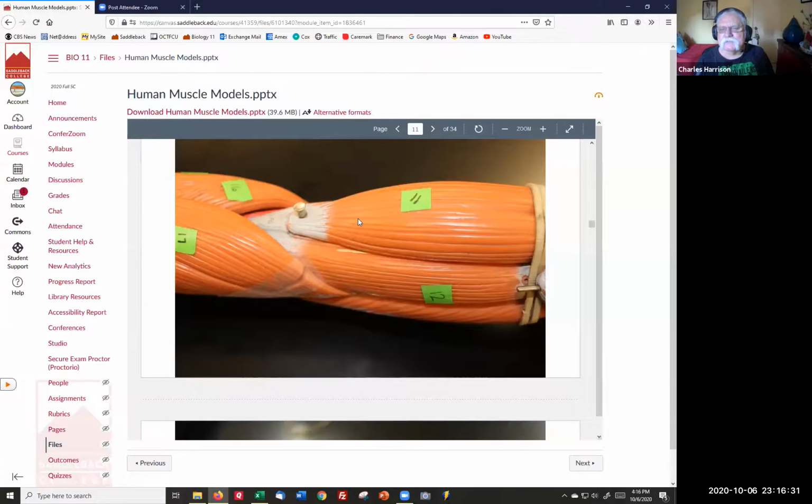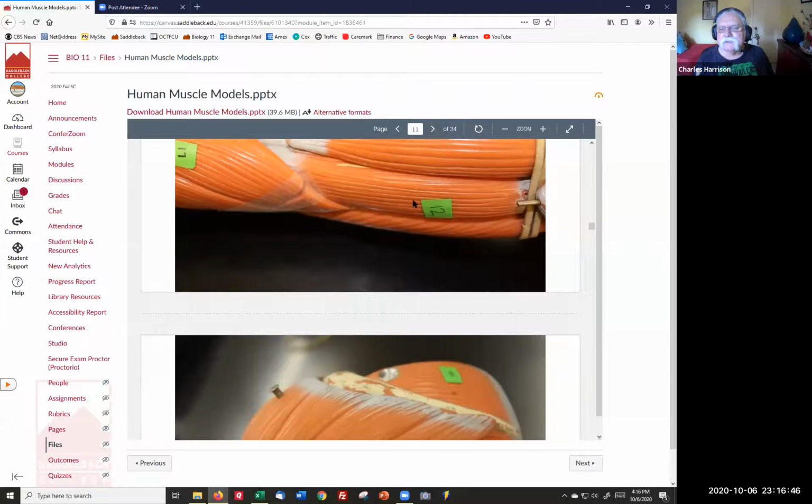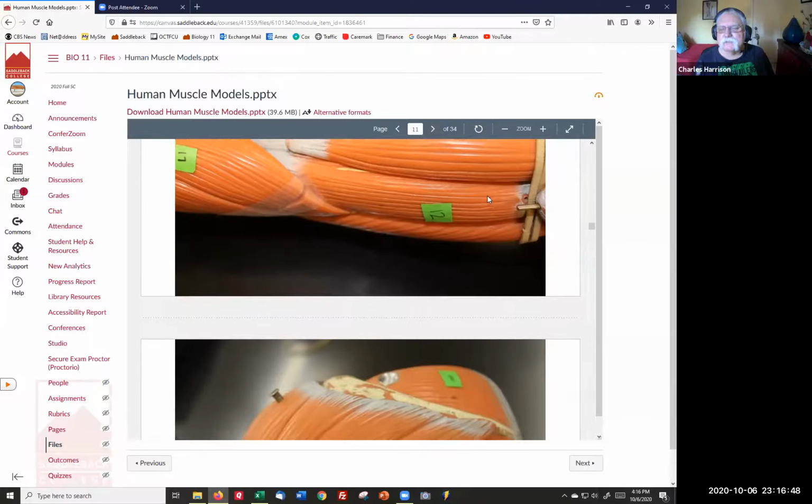Now, here's the biceps. You can see the two heads. This is the elbow. This is the biceps brachii. Then underneath it and lateral, the brachialis.